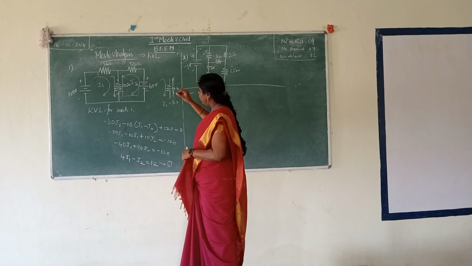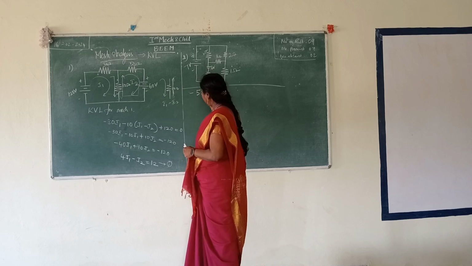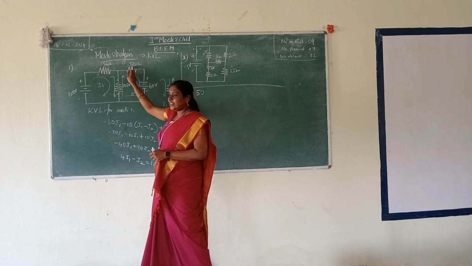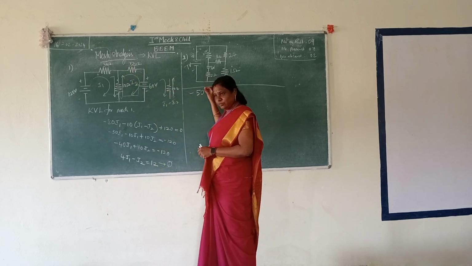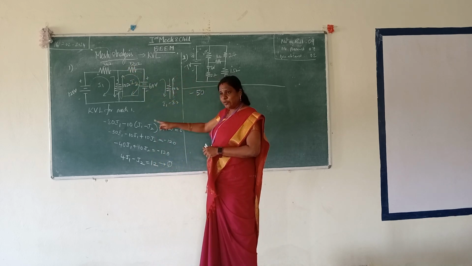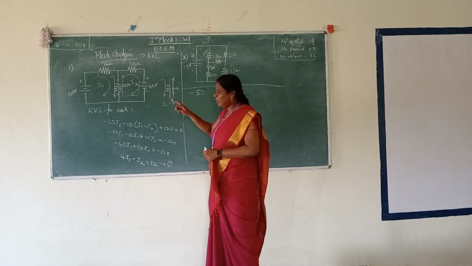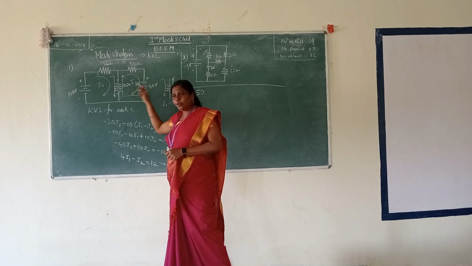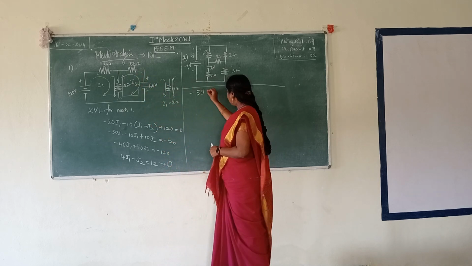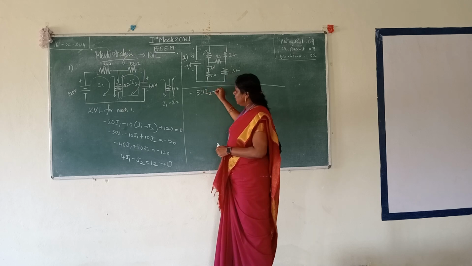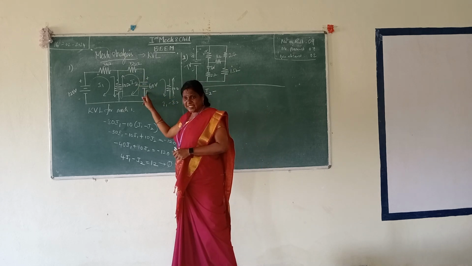Now tell me the equation for mesh 2. So we'll take all resistors. We'll take minus 60 into what is the current through that resistor? I2. That is in the first loop, so I1. 30 is in the first loop, I1. 50 is in the second loop, so it is I2. So minus 50 into I2, minus 60.